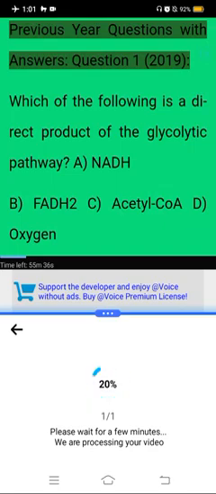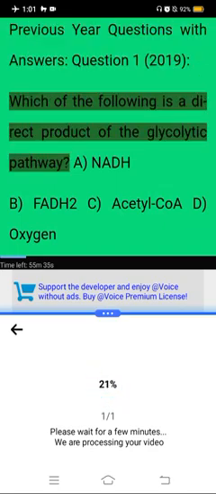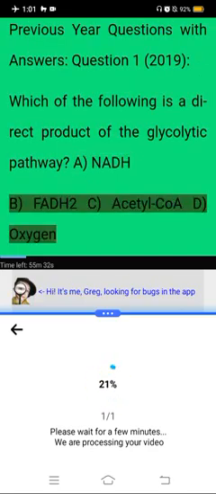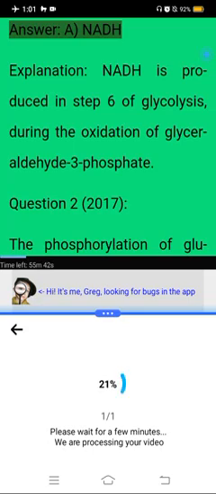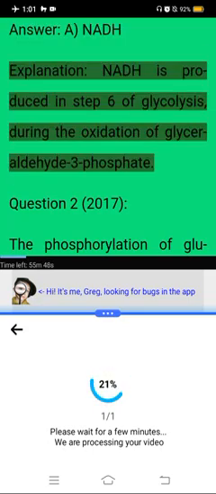Previous year questions with answers. Question 1, 2019. Which of the following is a direct product of the glycolytic pathway? A. NADH, B. FADH2, C. acetyl-CoA, D. oxygen. Answer: A. NADH. Explanation: NADH is produced in step 6 of glycolysis, during the oxidation of glyceraldehyde 3-phosphate.